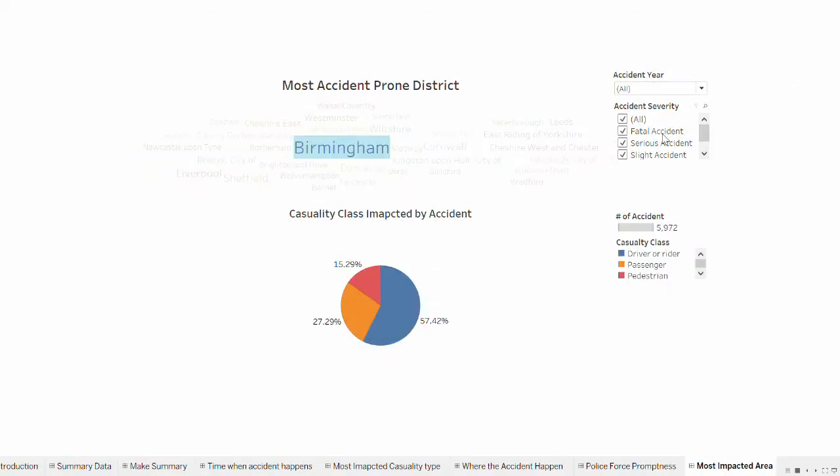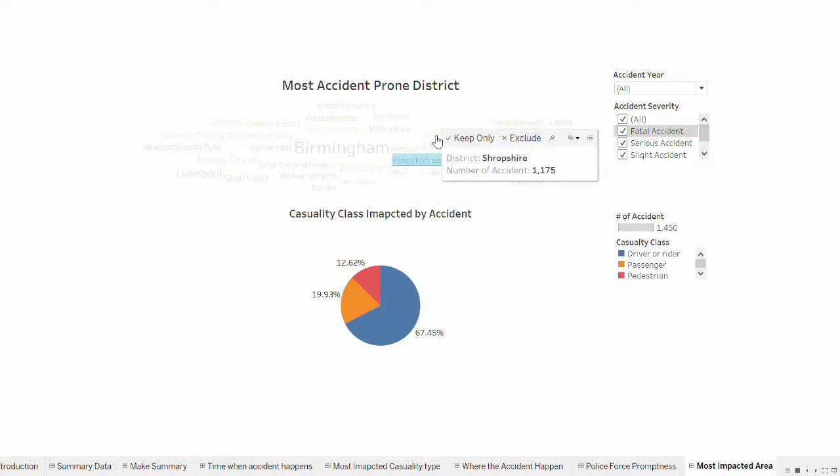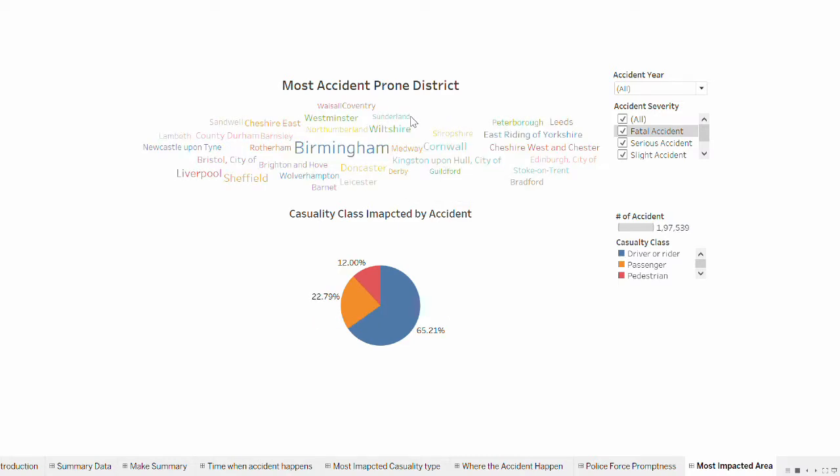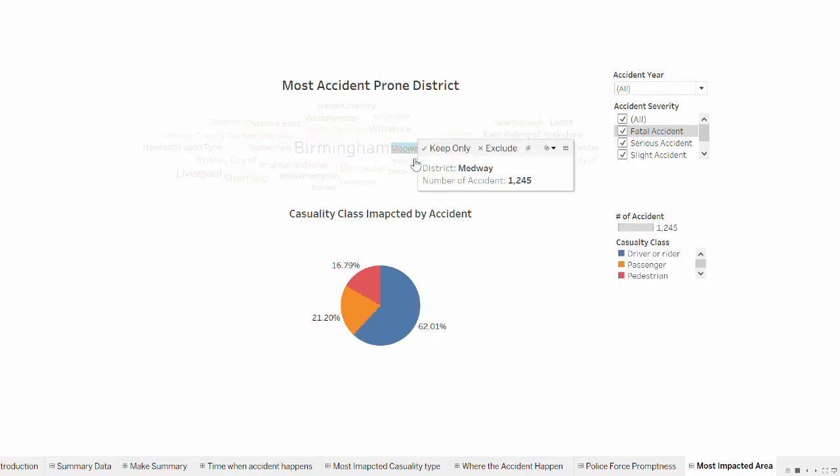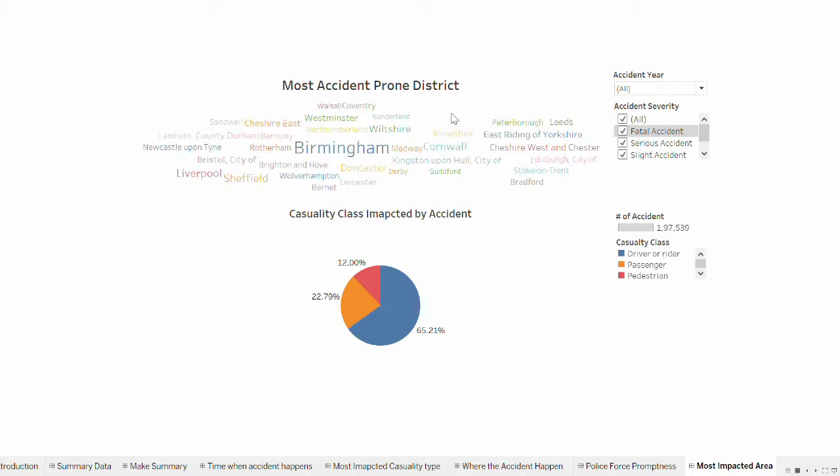This slide talks about which district has caused the most number of accidents. We can see that Birmingham tops the list. If I click on Birmingham, it will talk about how many drivers, passengers or pedestrians were impacted in the district called Birmingham, and so forth. So this is a word cloud. It talks about the more accident prone districts.